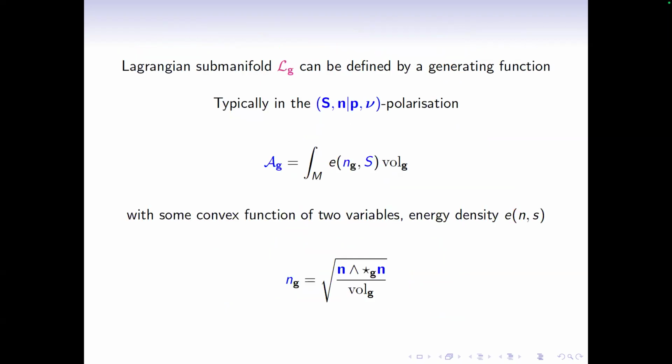Okay. So the most important part from the point of view of hydrodynamics is this Lagrangian submanifold, which now depends on the metric. So it has parameters, one of the parameters being the metric. Now G is not the diffeomorphism but the metric.